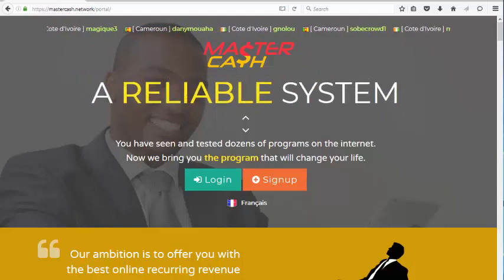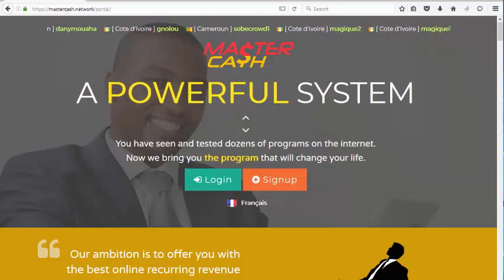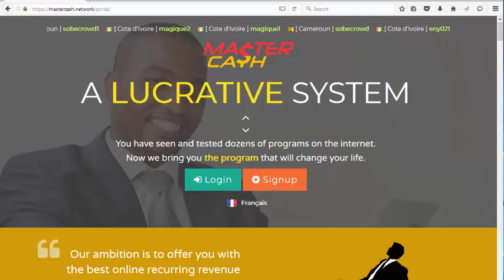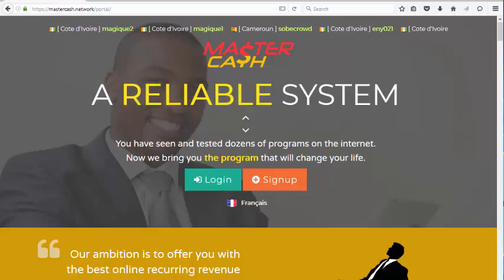Now, as we all know, MasterCash has two different pools. There's a global pool and there's a personal pool. We all start from the personal pool, then advance into the global pool, which is absolutely optional.